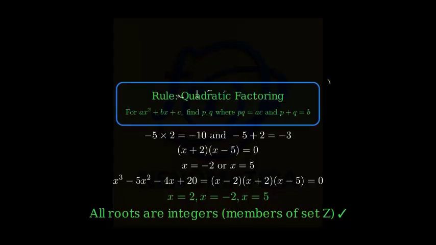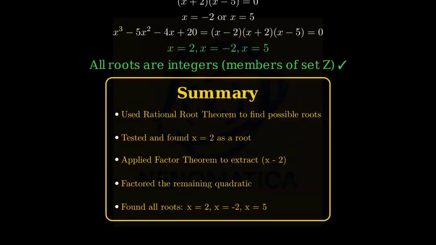Let's summarize what we've learned. First, we used the rational root theorem to find possible rational roots. Then we tested x equals 2 and found it was a root. Using the factor theorem, we factored the cubic as (x - 2) times a quadratic. Finally, we factored the quadratic to find the remaining roots x equals negative 2 and x equals 5. These techniques are powerful tools for solving polynomial equations, especially when the roots are integers or rational numbers.